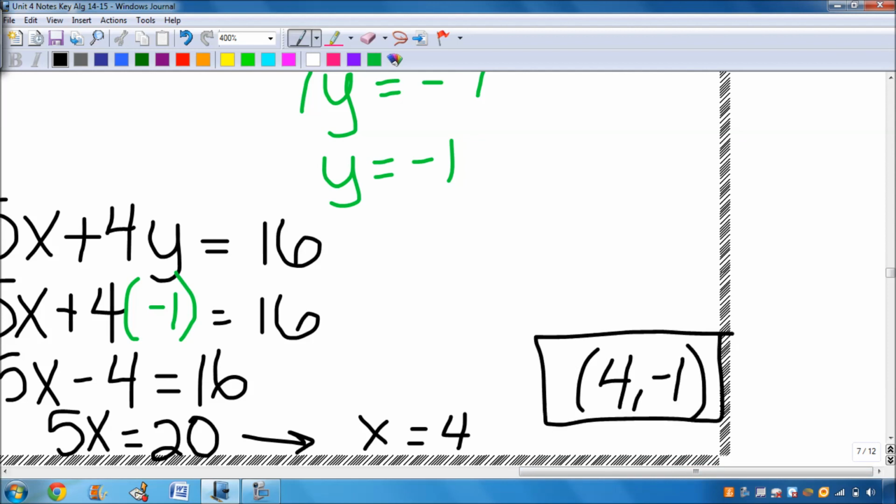So you've learned 3 different ways to solve a system of equations. You can use substitution, elimination, or graphing. Unless it specifically says which method to use, at this point in time, you can use any method you want.